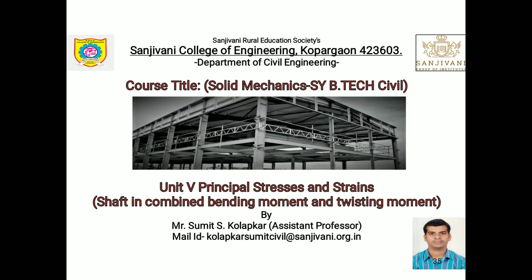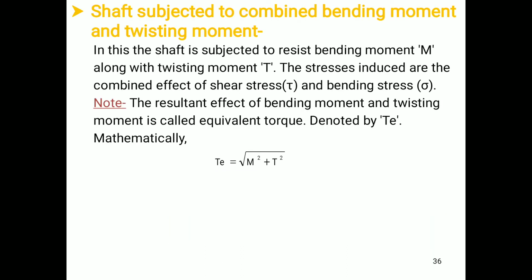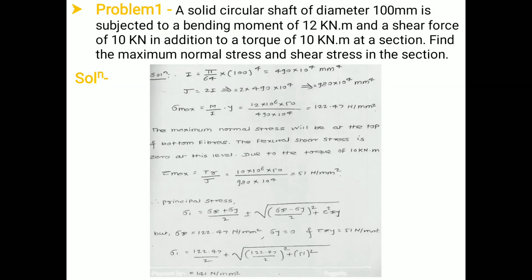So remember that in the last lecture, we have derived the formula for the equivalent torque, and equivalent torque can be given mathematically as Te is equal to under root of M square plus T square, where M is the bending moment and T is the twisting torque, and Te is the equivalent torque. Based on this, today we are going to solve the numericals of equivalent torque.